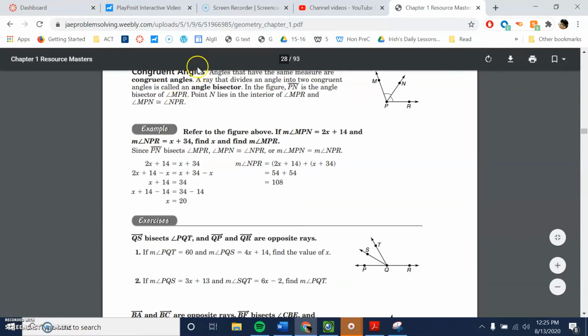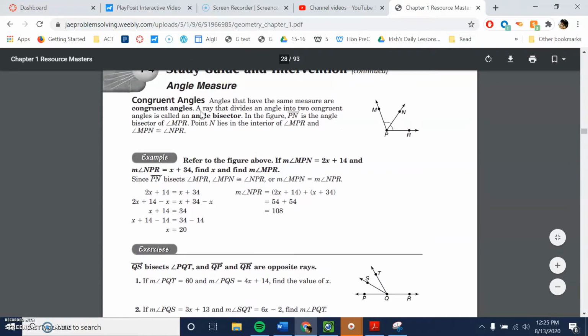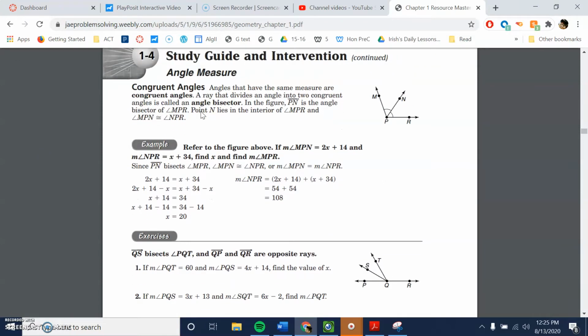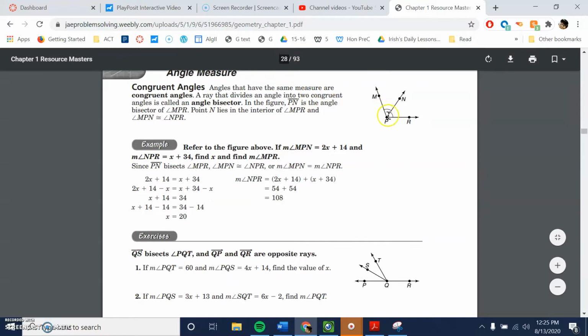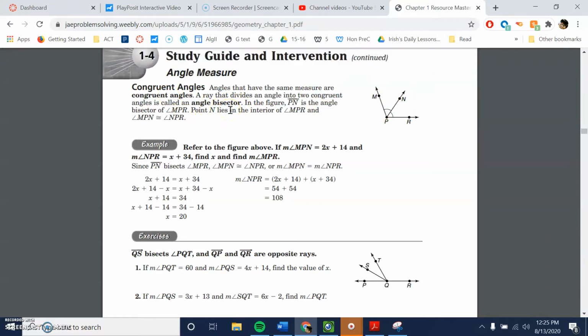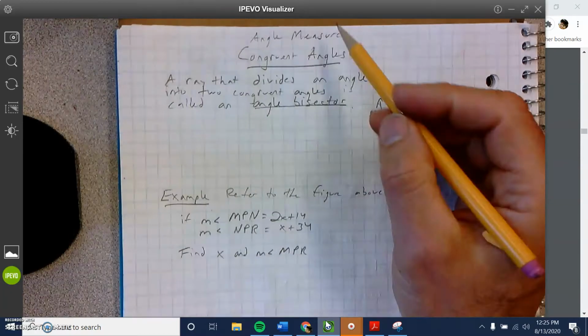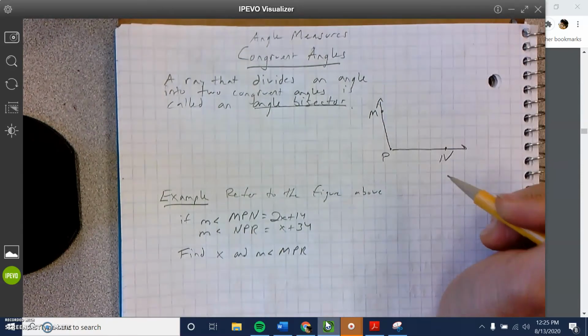All right, we've got angle measures with congruent angles right now. Same thing we were doing before with looking at the angle measures, but now we're going to have congruent. Congruent means same size, same shape, particularly an angle bisector. What is that, angle bisector? Well, let's talk about it. Let's get our paper ready. Bam. So, angle measures, congruent angles.